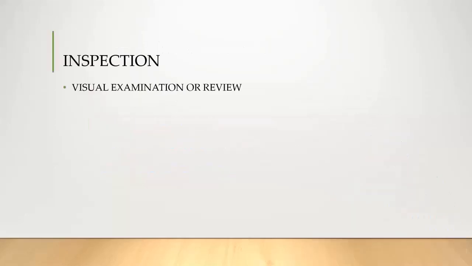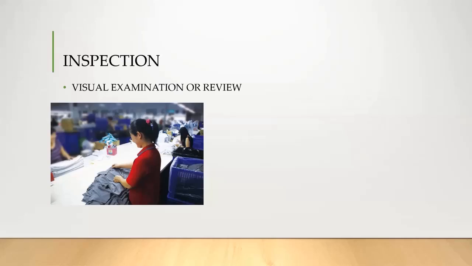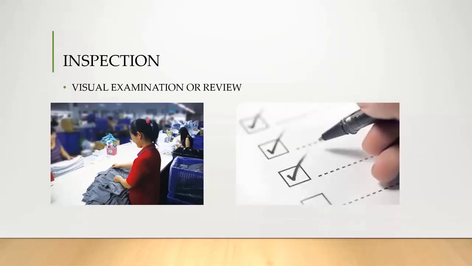While we are talking about inspection, the first point is visual examination, or visual review. Visual examination clearly indicates that we are visually seeing the material. We are not using any kind of instruments for this. Only with the naked eye do we subjectively evaluate the garment and review it, and there should be certain points through which we review the material.